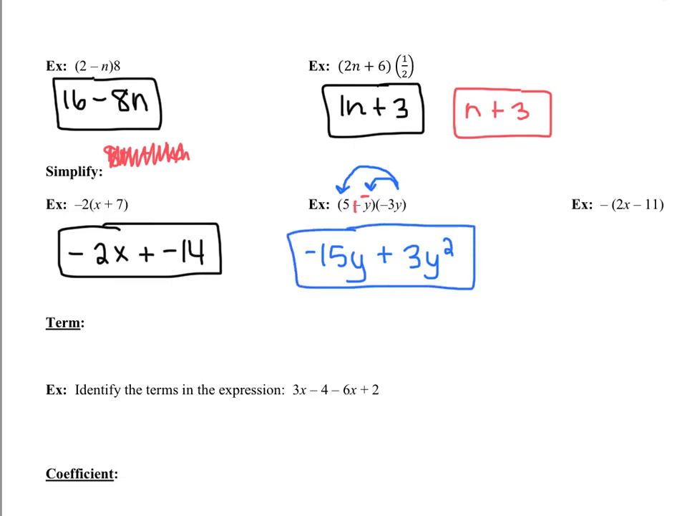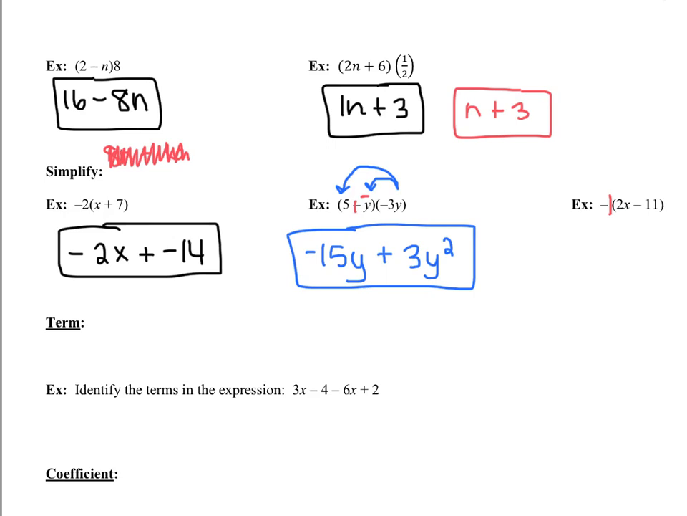On the next example, because there's just that negative sign out front, I really don't know what's being distributed. Here I was distributing a negative 2. Here I was distributing a negative 3y. Here I want to think of that as a number, so I'm going to think of it as a negative 1. So I'm going to put a negative 1 inside.